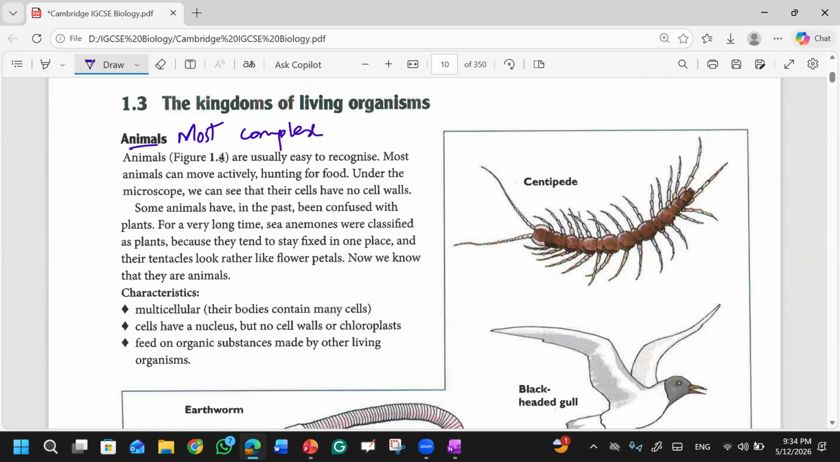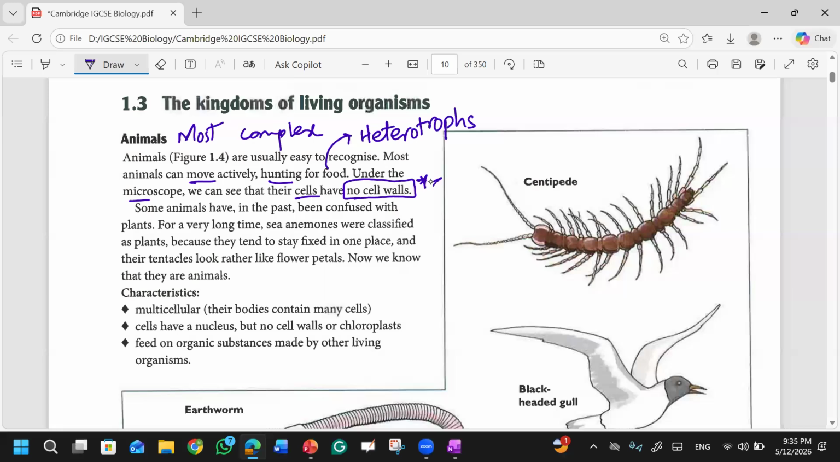Animals are usually easy to recognize. Most animals can move. These are the characteristics you must highlight in your book. They can move actively. They can hunt for food. That's why they are known as heterotrophs, because they rely on other sources for food. They cannot prepare their own food. Under the microscope, we can see that their cells have no cell wall.